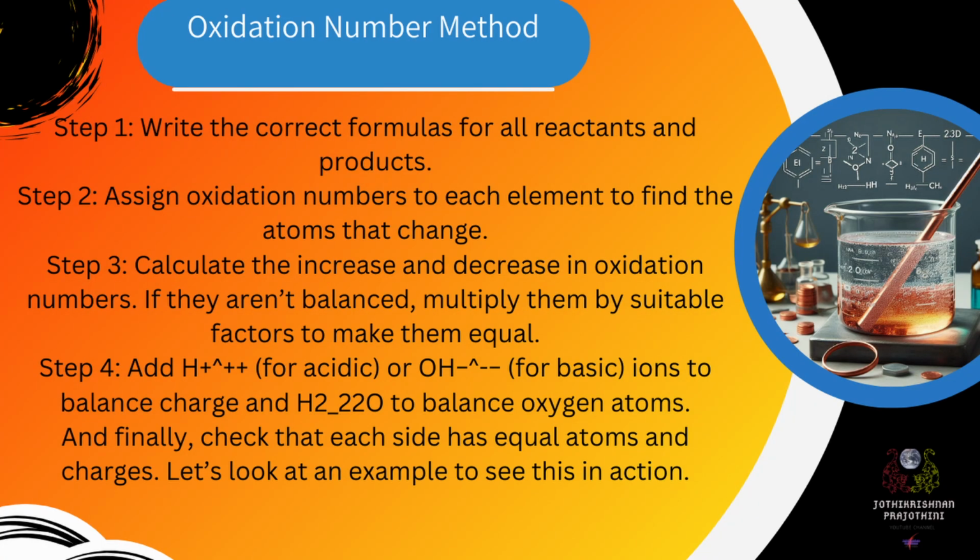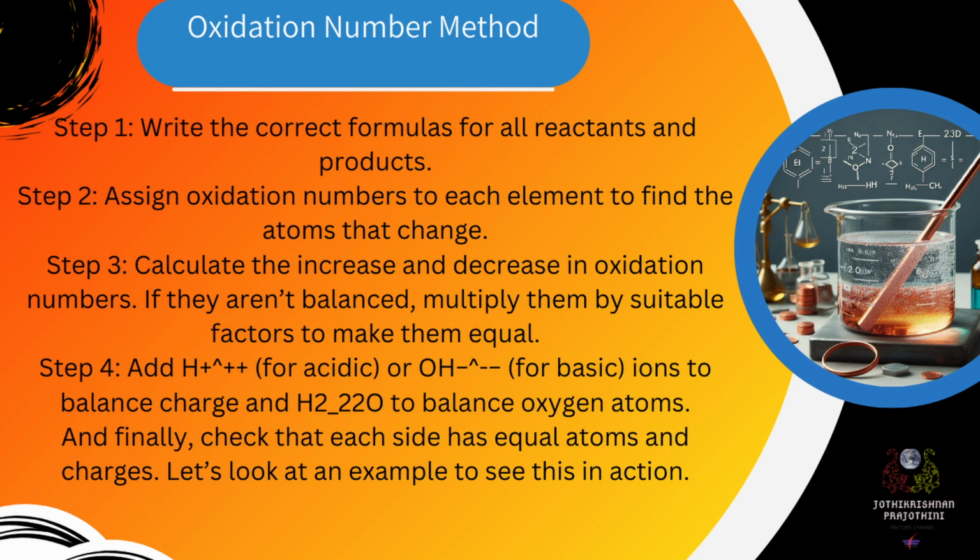Now we can see how to balance redox reactions. There are two methods to balance a redox reaction. First, we can see the oxidation number method. Step 1 is to write the correct formulas for all reactants and products. Then assign oxidation numbers to each element to find the atoms that change. Calculate the increase and decrease in oxidation number.